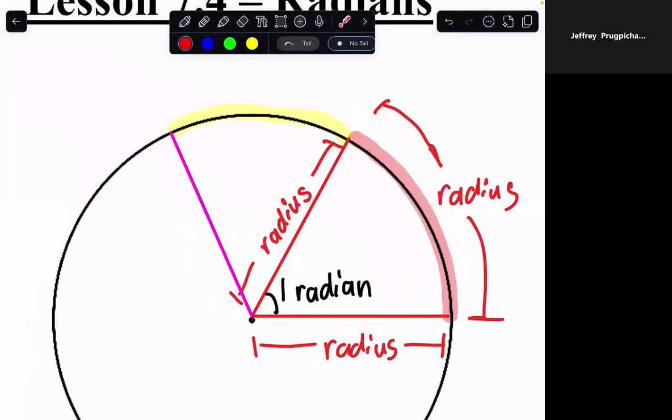Okay, and let's do a third one. If we add on a third length of a radius, that would take us approximately right here. It's not quite halfway. If you notice, it's not a straight line at the bottom. It's a little bit less than half of a circle.